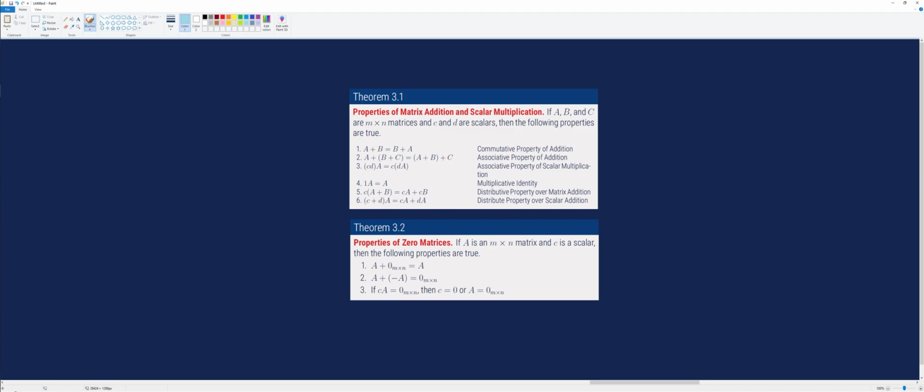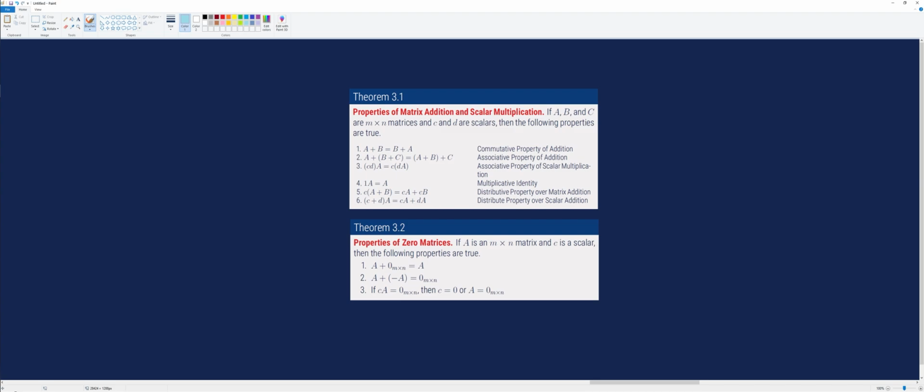Next is the associative property of scalar multiplication. Multiplying the scalars C and D first, then multiplying the product by the matrix A is equal to the product of C and the product of scalar D and matrix A. Multiplicative identity means that multiplying 1 by matrix A will give us matrix A. Fourth is the distributive property over matrix addition. Adding the two matrices A and B, then multiplying the sum by scalar C is equal to the sum of the product of C and matrix A and the product of C and matrix B.